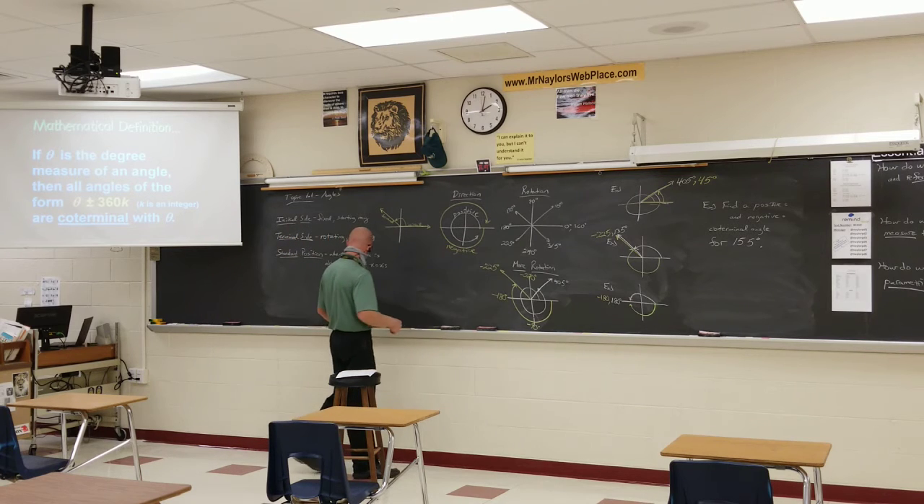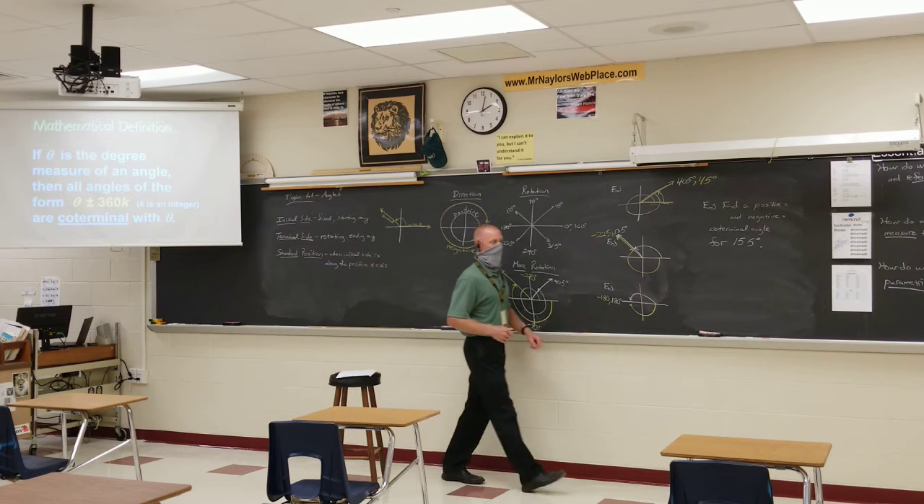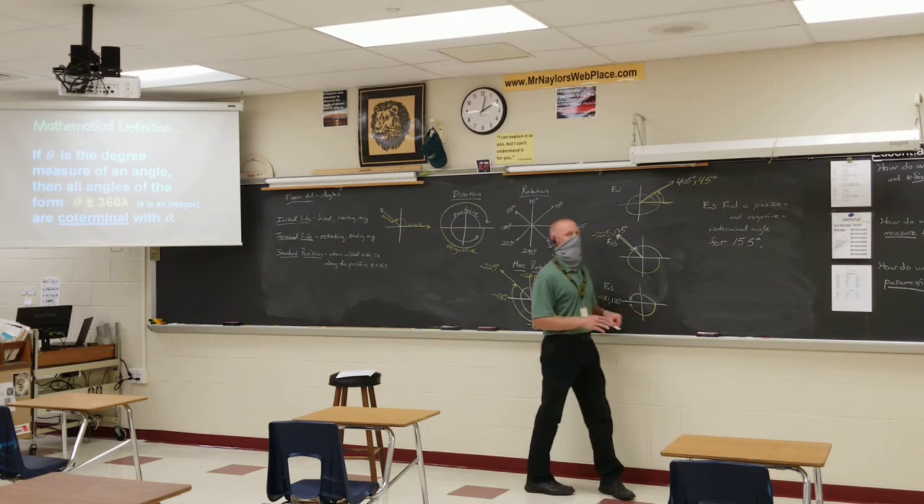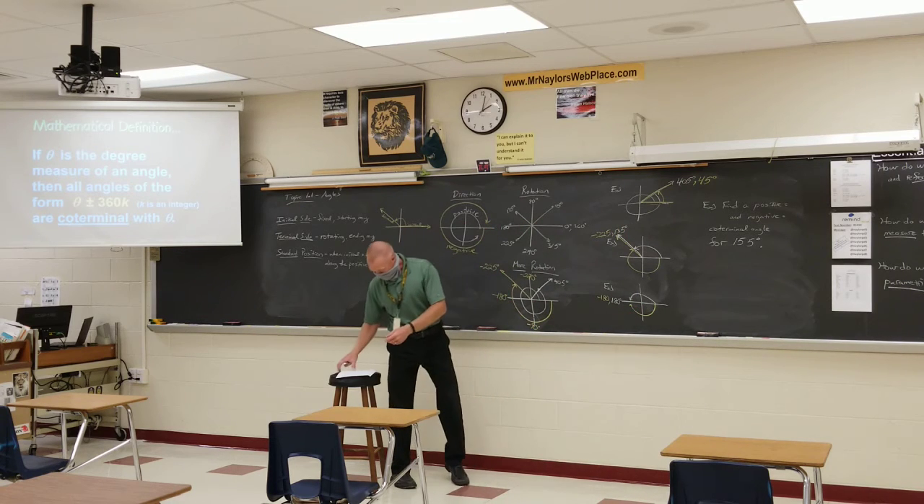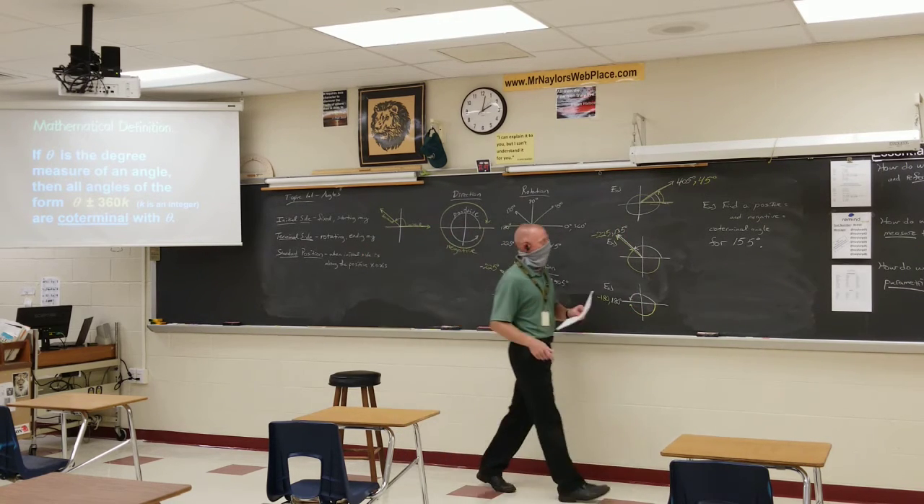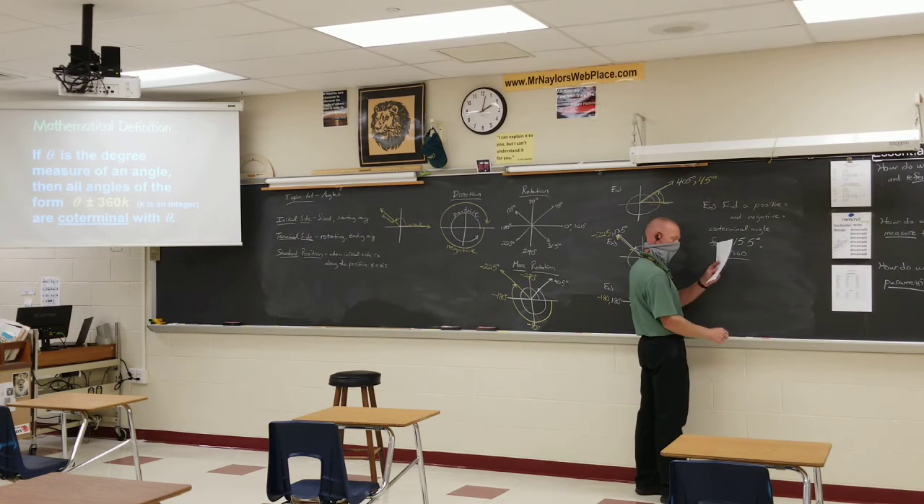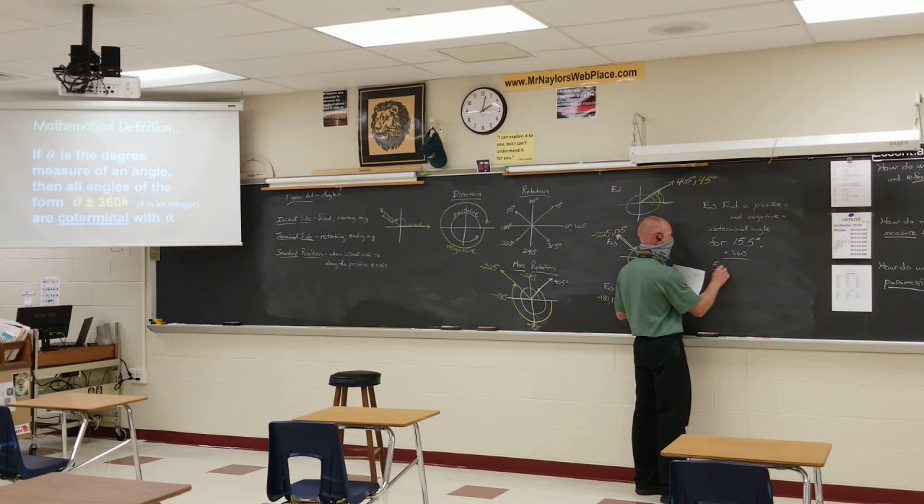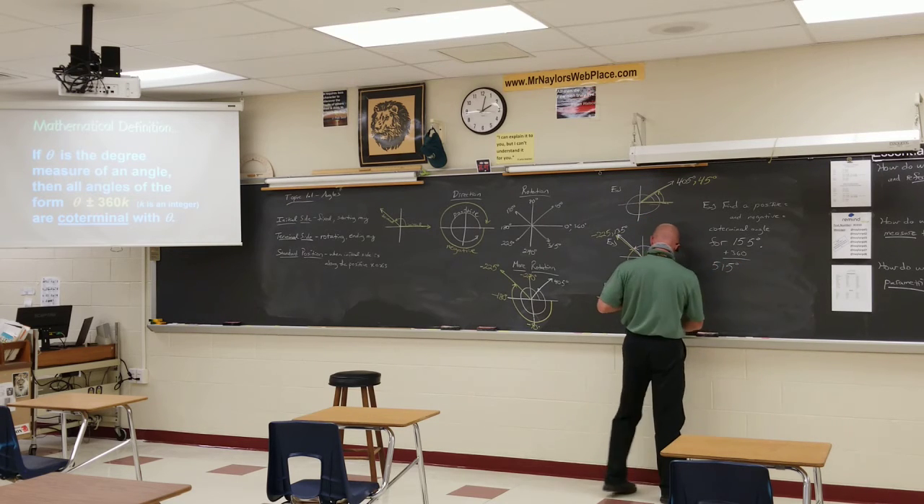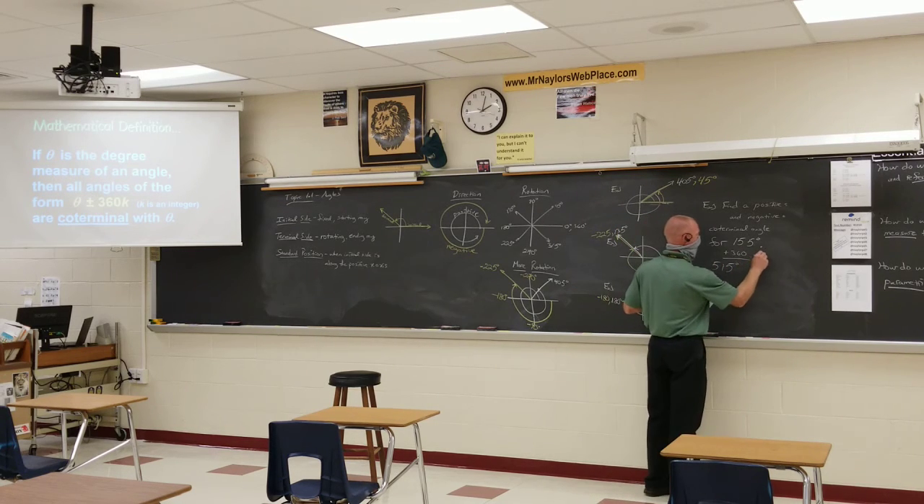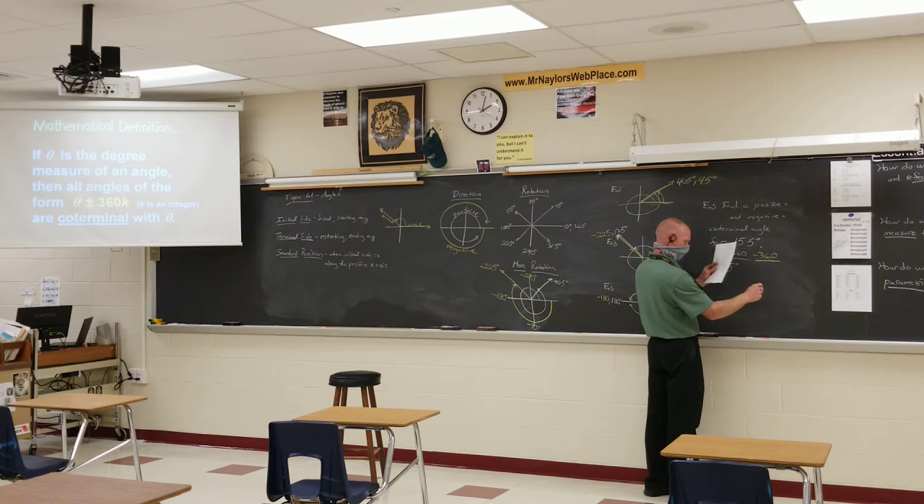So how's that going over here for our example? It becomes a pretty simple problem. All we've got to do is add and subtract 360. And if you add 360, of course, you come up with 515. And if you subtract 360, well, you're going to come up with negative 205.